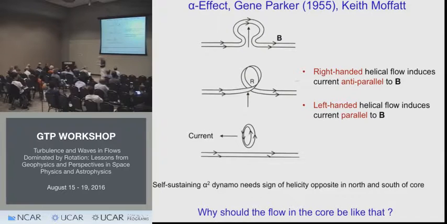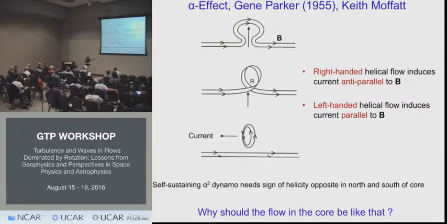A natural question to ask, and to me it's the leading order question in planetary dynamo theory, is why is it that the dynamics in the core of a planet are such that you always get helicity of one sign in the north and helicity of the other sign in the south? What is it that's segregating the helicity? And that's really one of the issues I want to tackle before getting to the scaling laws.